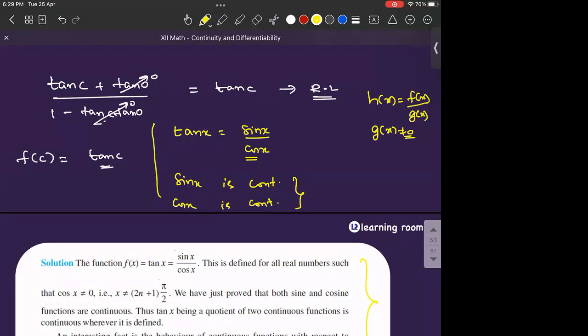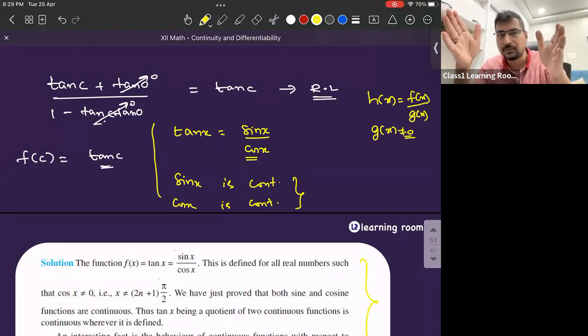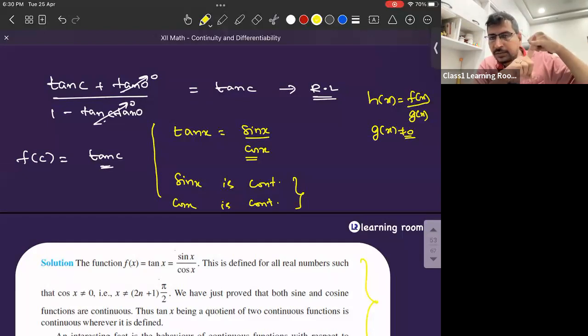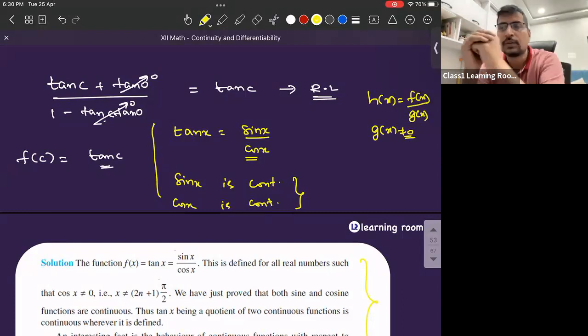So I told you the 4 properties, no? f plus g, f minus g, f into g, and f divided by g. Those functions will be continuous if f and g are individually continuous at c. So in the domain of tan x, x equal to odd multiples of pi by 2 is eliminated. Hence, sin x is individually a continuous function. Cos x is individually a continuous function. So continuous function divided by continuous function is overall going to be a continuous function.